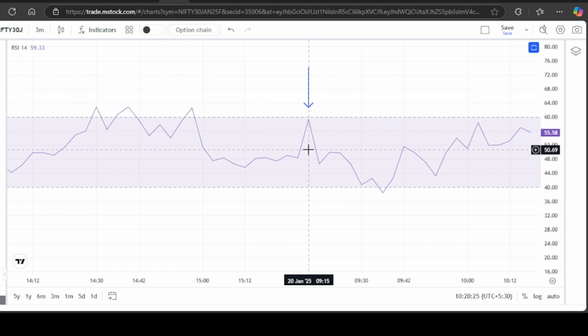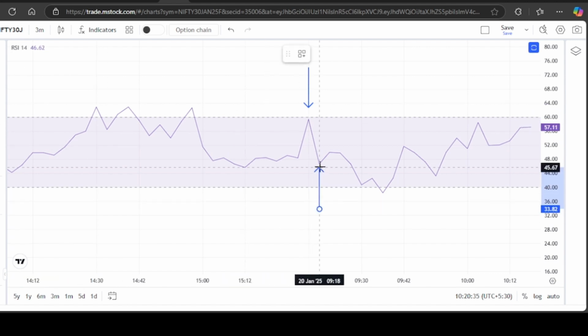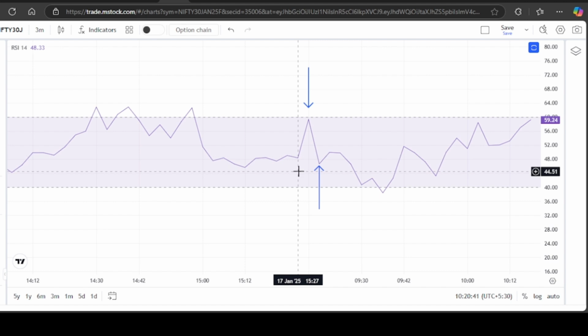Now, this will be the entry point. The next candle that comes after resistance is the entry point. That is this one, right? Because the previous day's 3:27 p.m. candle went till here, and today's 9:15 candle started from here and then it came down. So this is the entry point.